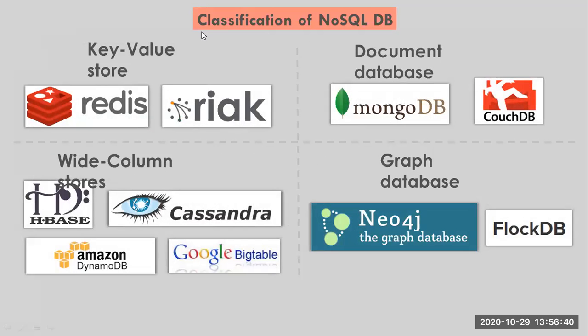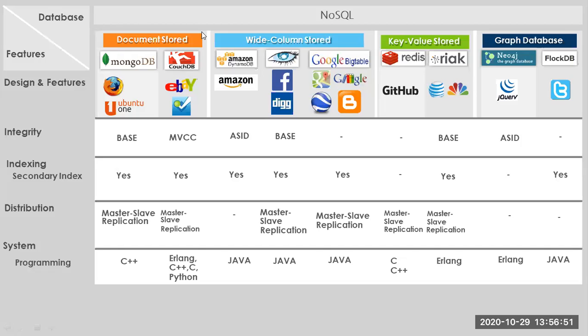These are the classifications of NoSQL. We have seen the graph based, document, key value, and column based. We have discussed how the databases across NoSQL can be compared with each other across given features and parameters like design and feature, integrity, indexing, distribution, and system programming, meaning the language in which they are developed. Such a matrix we can develop to compare them with each other.